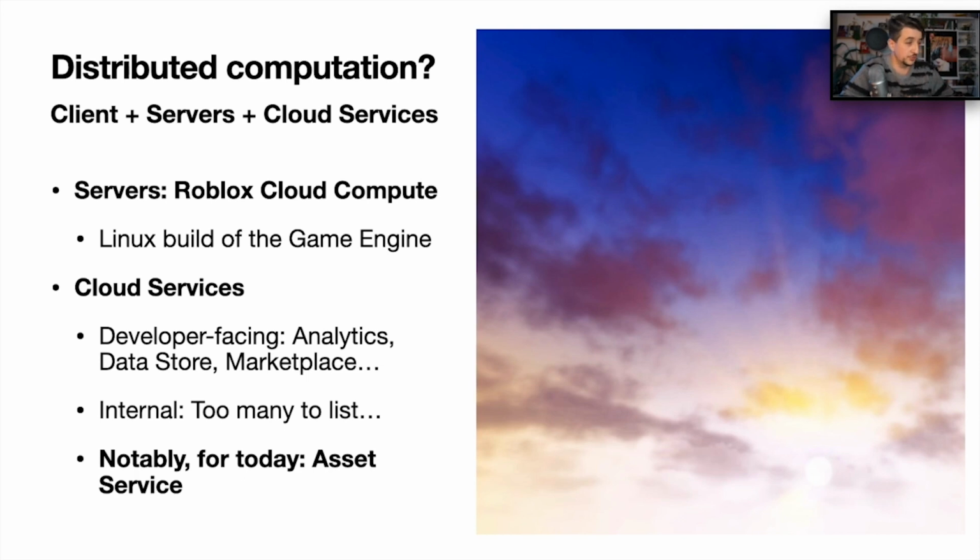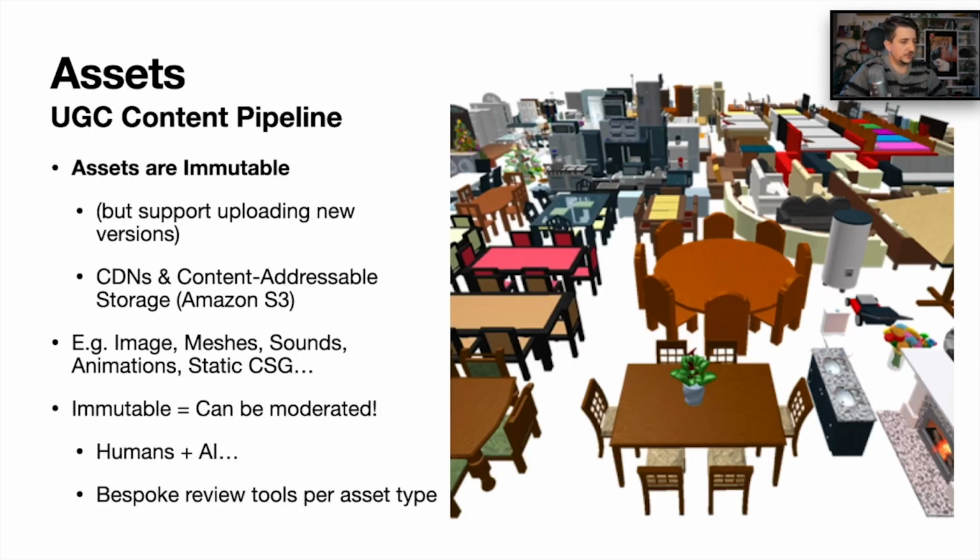We do support versioning from users so they can update them. And they are delivered through CDNs and content addressable storage. This is optimized for high bandwidth, but it is a high latency system. And examples of assets at Roblox are things like images, mesh, sounds, animations, all things that are not part of the mutable state of the world.